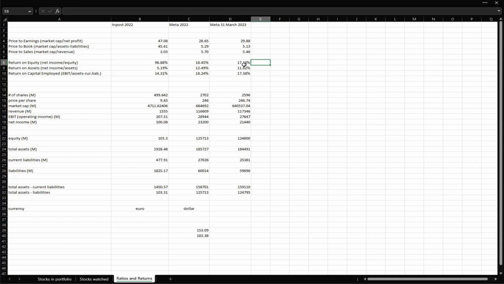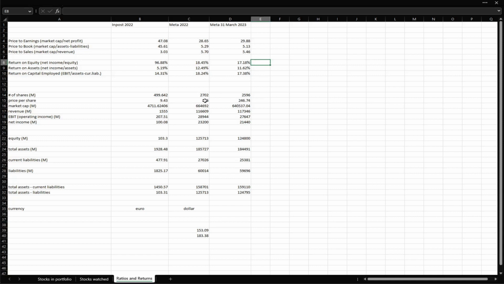What's not so nice about it is return on equity went down as well, return on assets went down, and return on capital employed went down slightly, but still those returns look a bit worse than they looked in February 2023 when Meta published results for 2022. So that gives you some indication of what's going on with the company. Price to book is still a bit high, and price to sales is higher than it was before. PE went up as well because price went up.